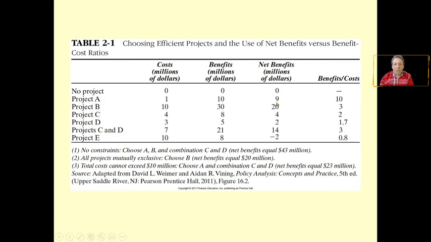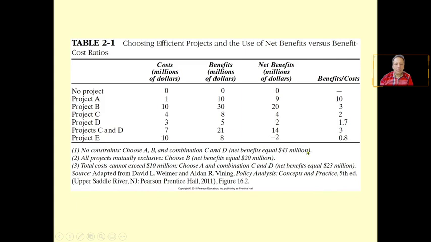Yes, and we can choose A because the project is rendering 9. Project B is very high, so we can do it, 29 in benefits. And finally, the projects C and D, which combined render higher net benefits than doing them individually or separately. Yes, so as a result, you can see how if we combine these projects, A, B, and the combination of C and D, the net benefits are 43 million.